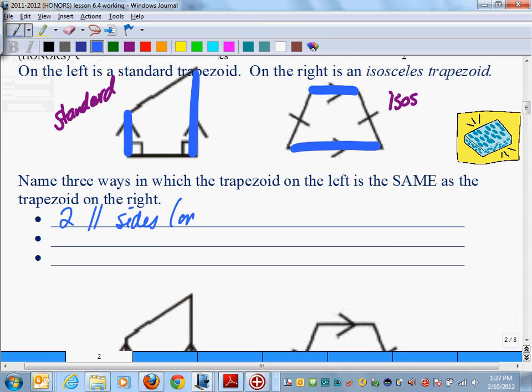Or you could just write 1 set. Those are called the bases. Write that down, please. 2 parallel sides or 1 set.